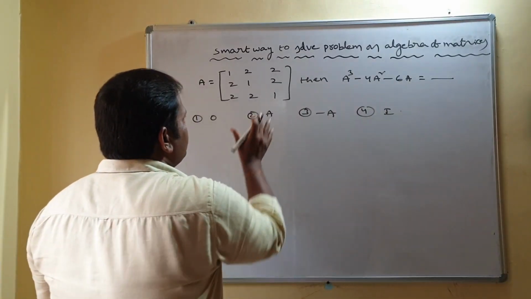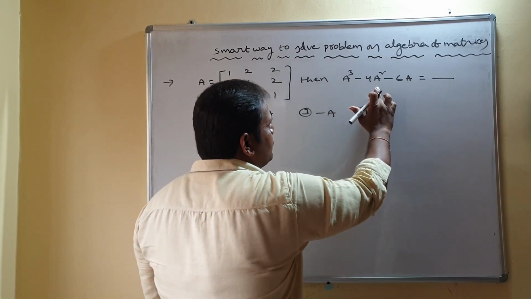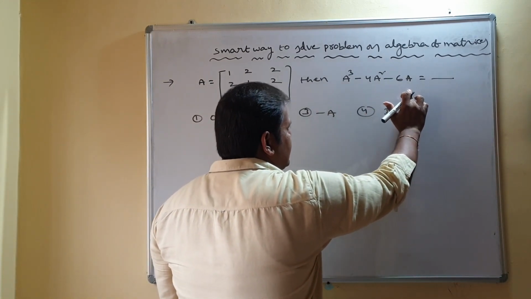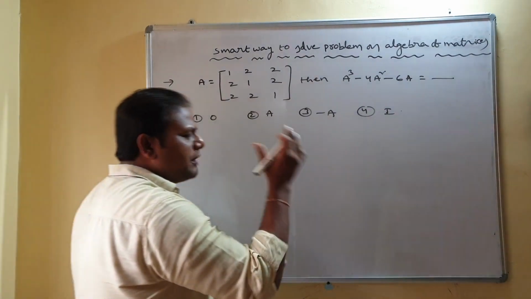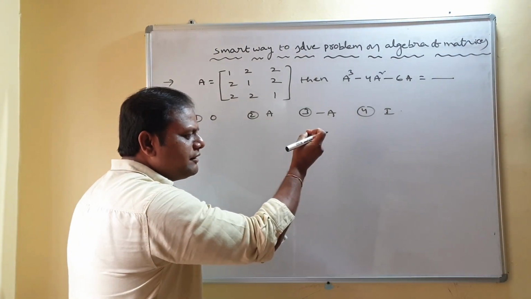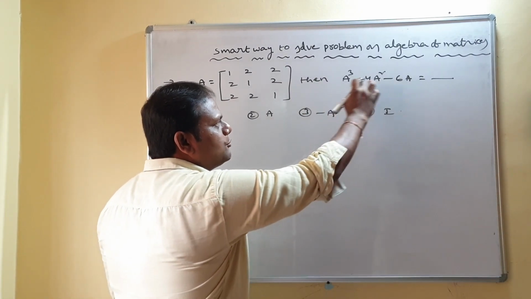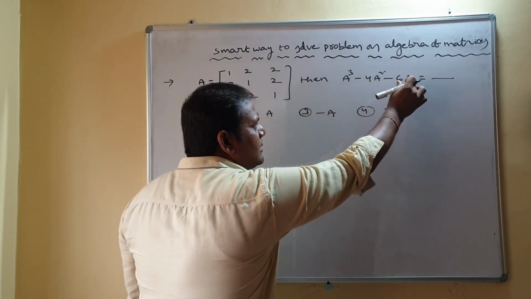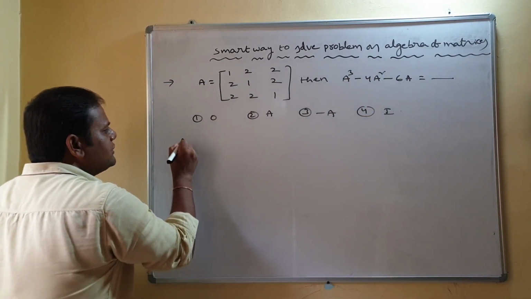Coming to this problem, a matrix A is given, asking what is A cube minus 4A square minus 6A equal to. Here again my focus is on the first element of every matrix. My target is finding the first element in A cube, the first element in A square, and writing the first element in 6A. Okay, so first you go with A square.